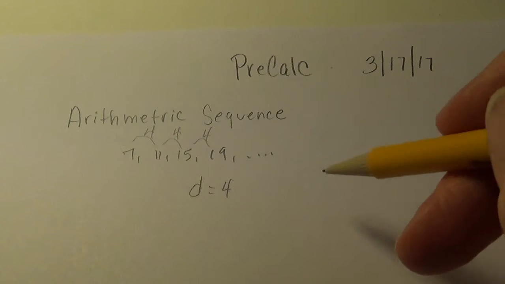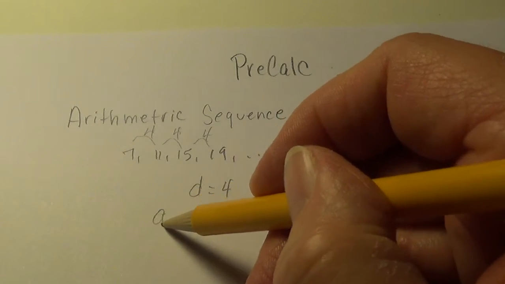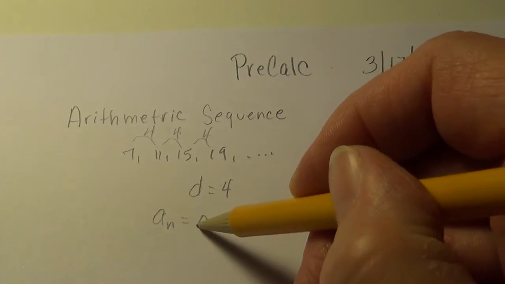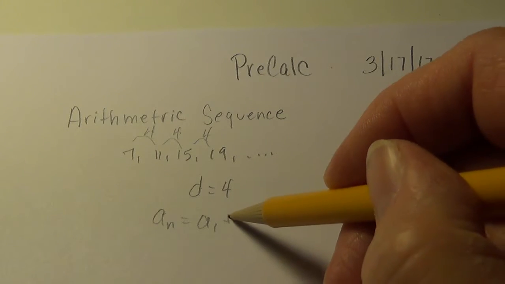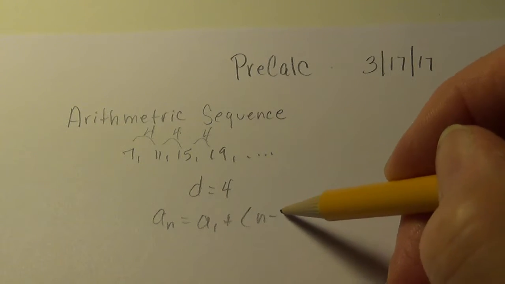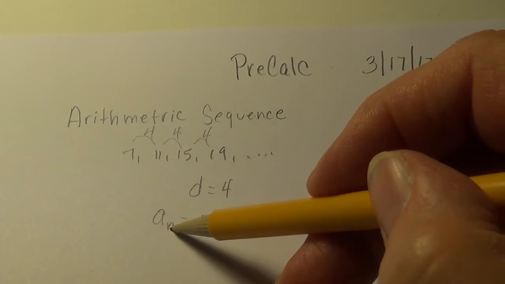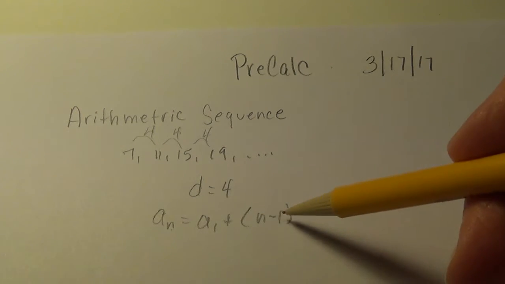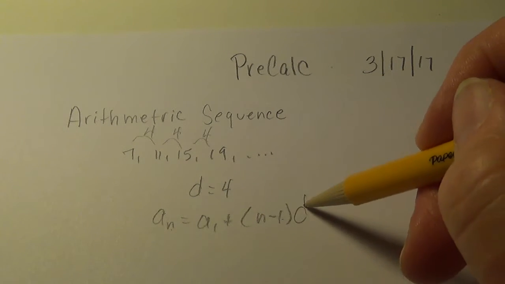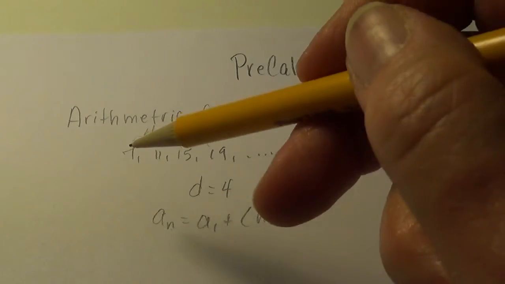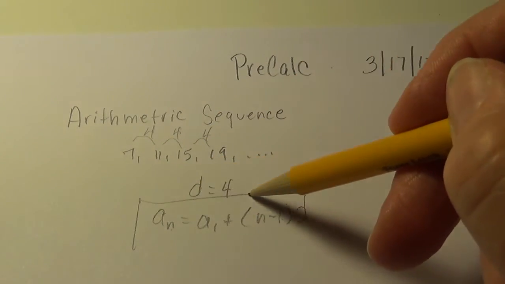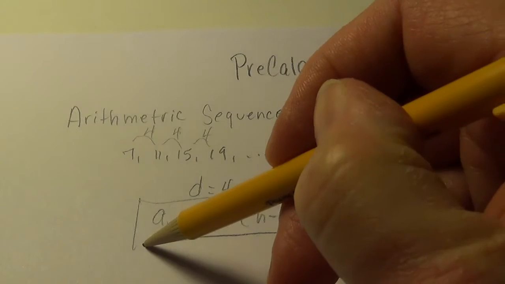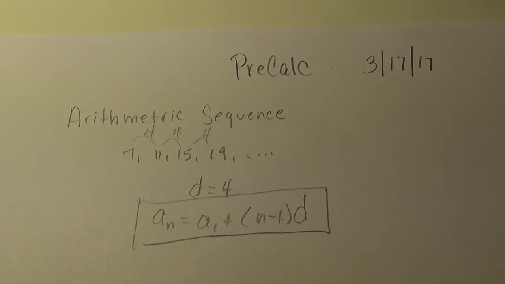And we developed a formula. You can always find the nth term of an arithmetic sequence if you take the first term and add n minus 1 times the common difference. So if you're looking for the fifth term, it would be 5 minus 1 times the common difference. And we showed why that was true. So this is the nth term of an arithmetic sequence.